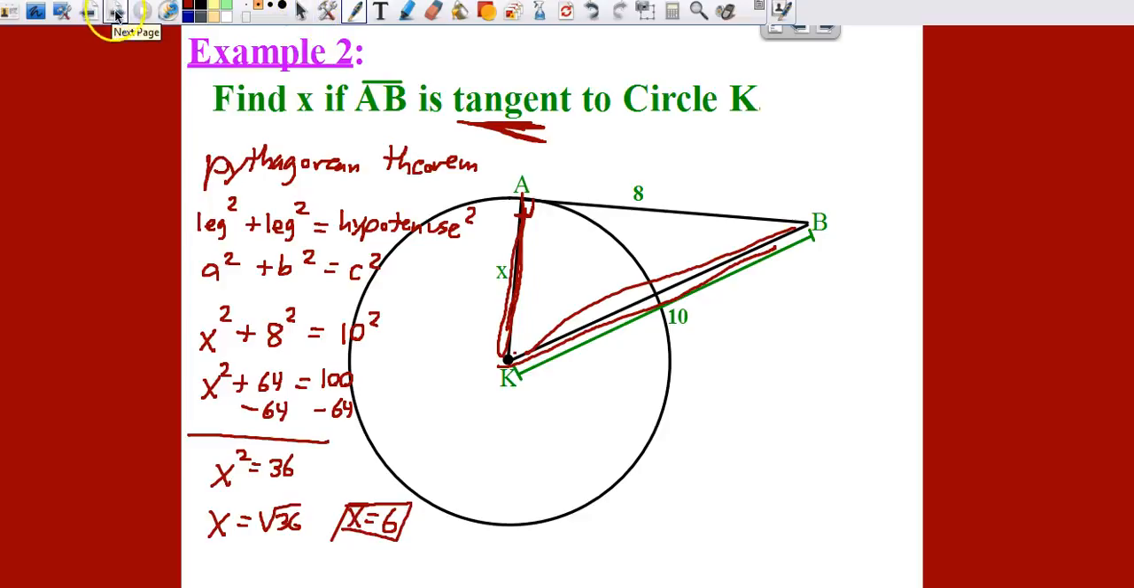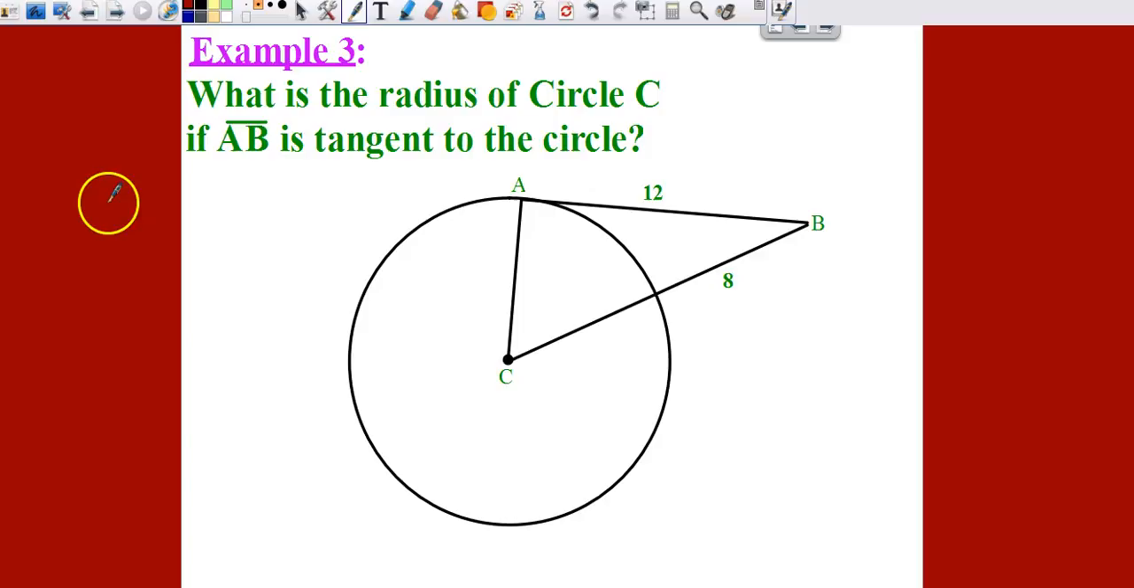Okay, example 3. Again, we got another right triangle. We got a side here, and we got a partial side. Go ahead and put a right angle in there since it says it's tangent. And what we have here, we got this 8. It's not the whole hypotenuse, but it's this chunk of it right here. And our goal is to find the radius. So I'm going to put an R there.